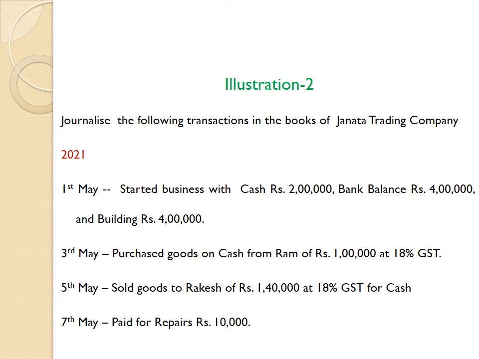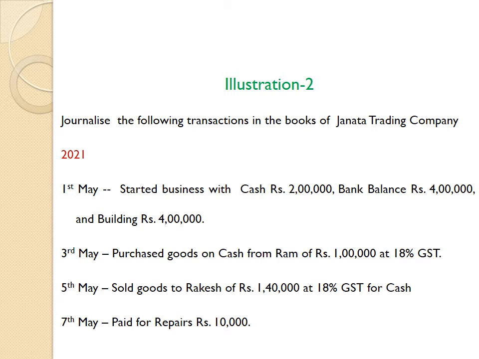Here we are focusing in respect of GST, how to calculate GST and what is termed for it. If there is a purchase transaction, input GST we are taking into consideration. If there is a sale transaction, we are considering output GST. On 5th May, goods sold to Rakesh rupees 1,40,000 at 18% GST for cash.